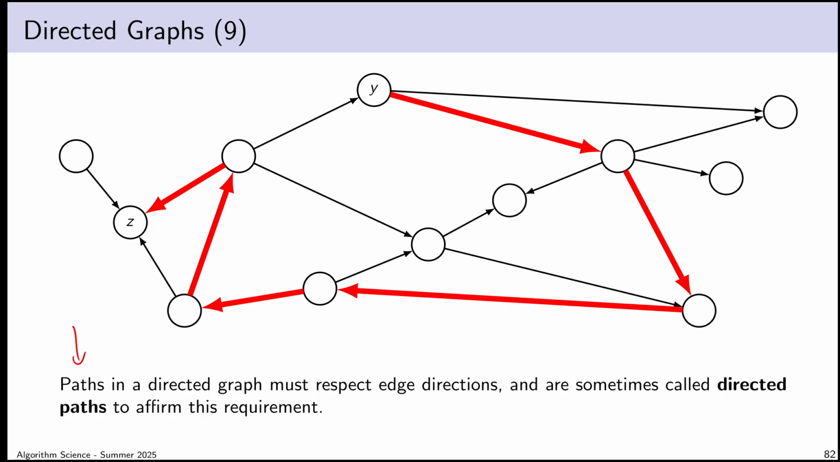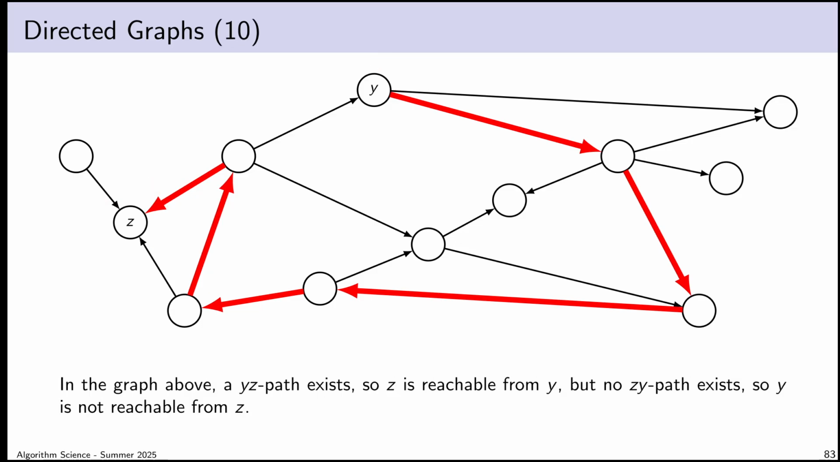Notice that in this graph, I can reach z from y. There is a yz path. It's highlighted, you can see it. There actually isn't a path from z back to y. I can get from y to z, but I can't get from z to y. Notice that the out degree of z is 0. There is no way to leave z once I get there. I get stuck, pretty much. And that means that reachability isn't symmetric.